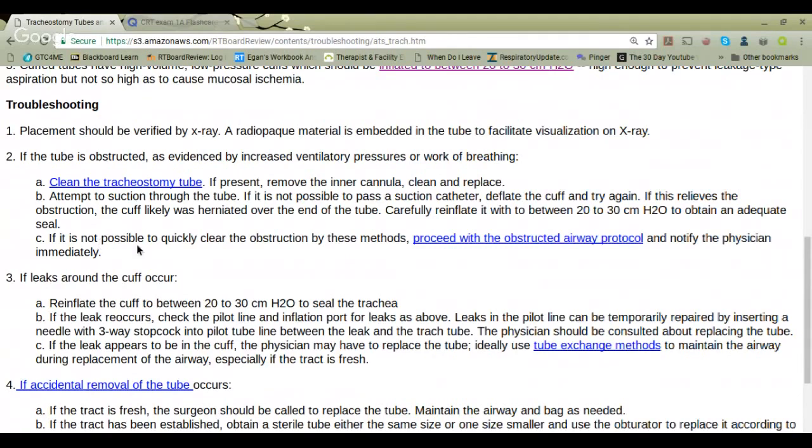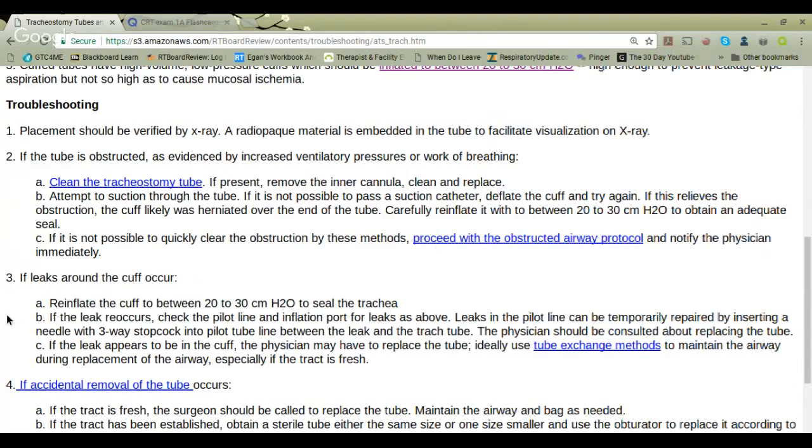If it is not possible to quickly clear the obstruction by these methods, so this is the order. First you do this, then you do that. If that doesn't work, then you do this. Proceed with the obstructed airway protocol and notify the physician immediately, which is another crazy thing.